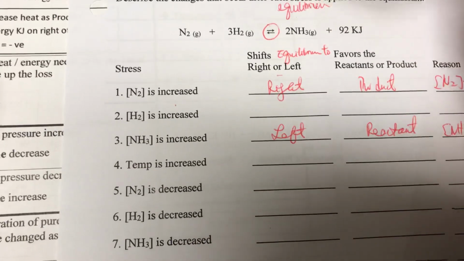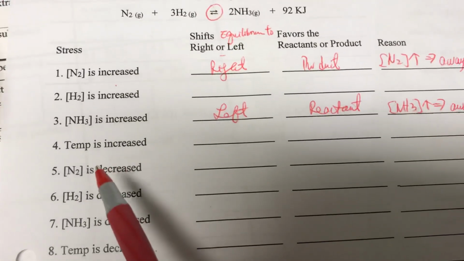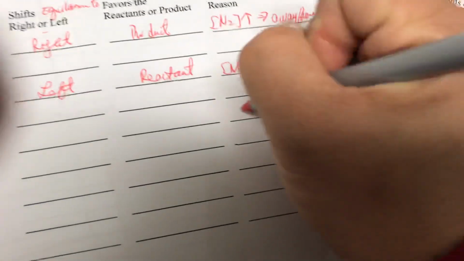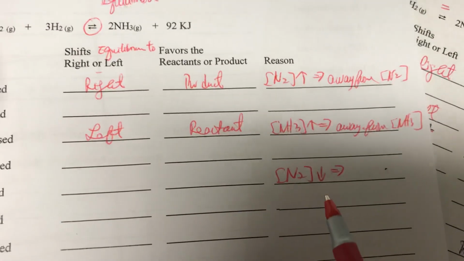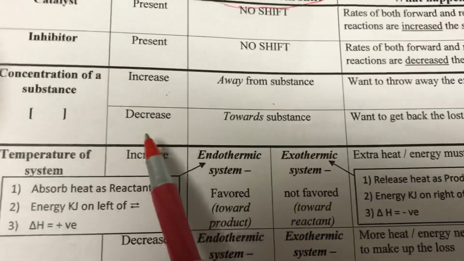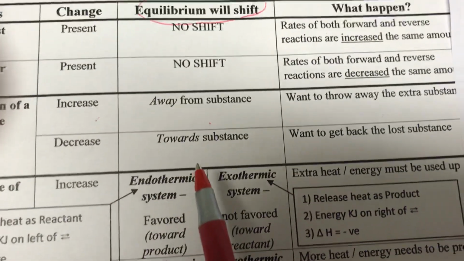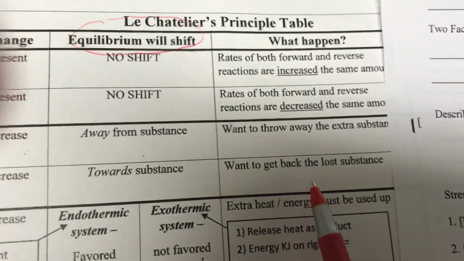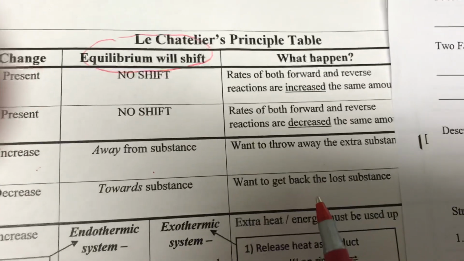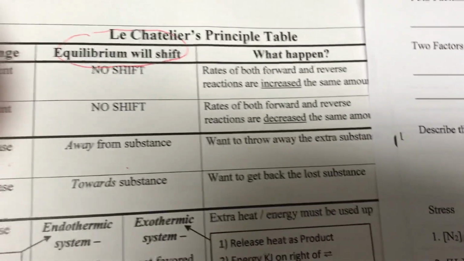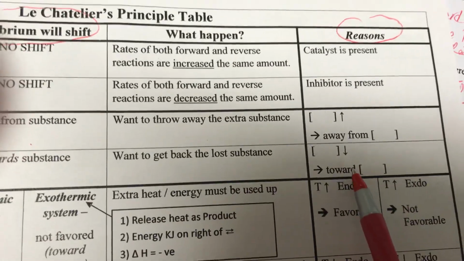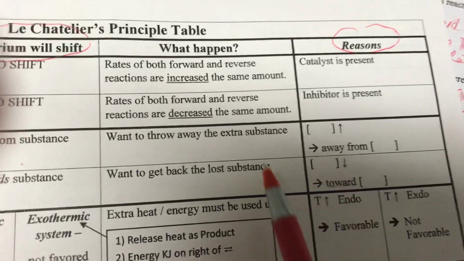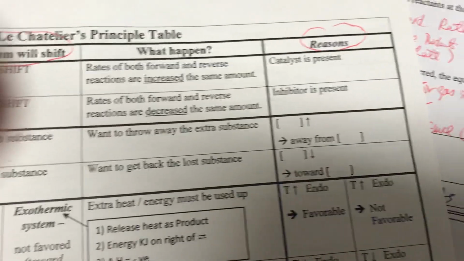Okay, let me do number 5. Now N2 decreases. So what happens when a concentration decreases? That means I want to stay closer to the substance, because I was already happy. Now you take away my fat, and I want to get back the lost substance. So if I decrease my concentration, I want to stay closer to it because I want to get it back. So if I decrease my N2, I want to stay closer to N2.